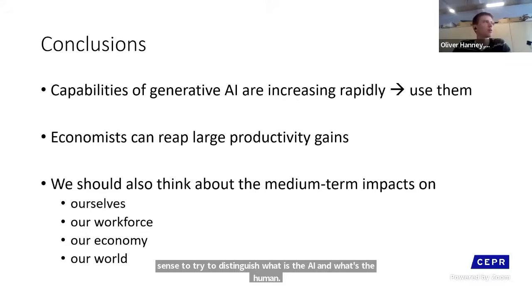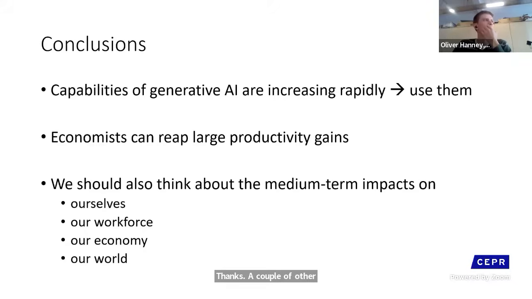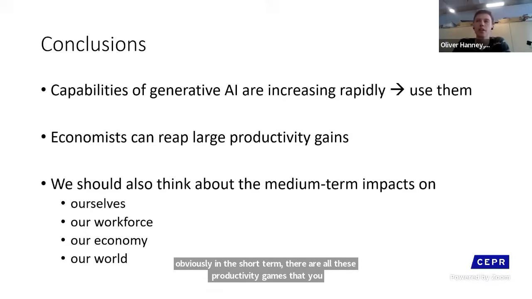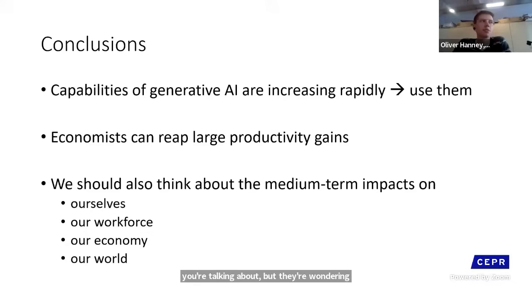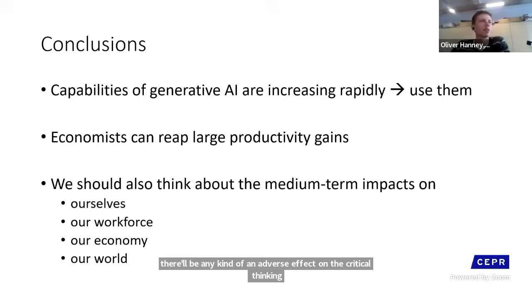Thanks. A couple of other questions we've had through. We had one from Sajid who's asked about the aggregate effects of AI on researchers. Obviously, in the short term, there are all these productivity gains that you're talking about, but they're wondering whether there'll be any kind of an adverse effect on the critical thinking abilities of researchers if they become reliant on these tools.